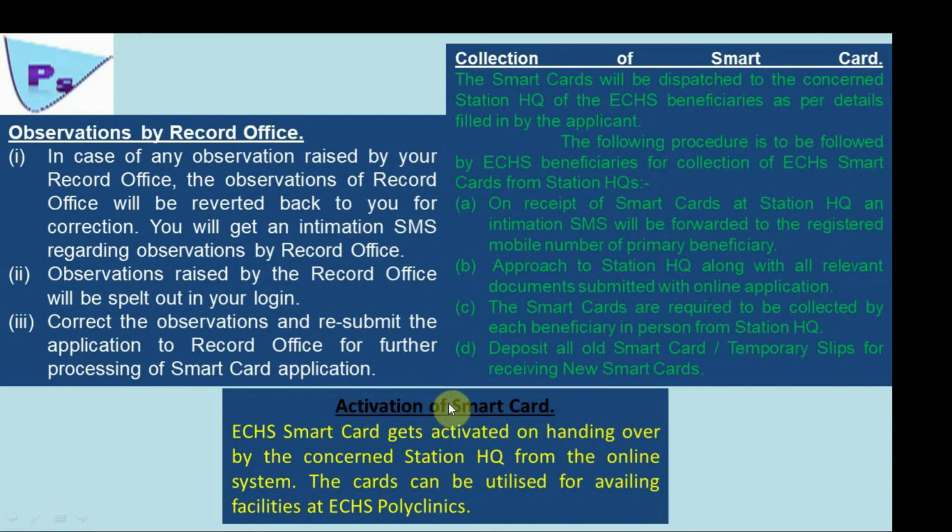The ECHS smart card gets activated on handing over by the concerned station headquarters from the online system. The card can be utilized for availing facility at the ECHS polyclinic. After the activation, you can use this card for polyclinic facilities in the hospitals where they were uploaded.